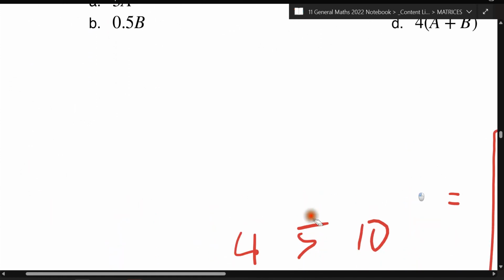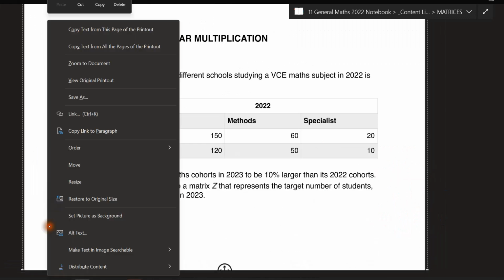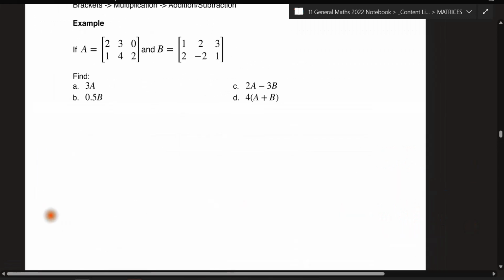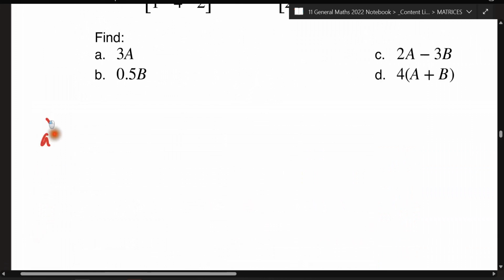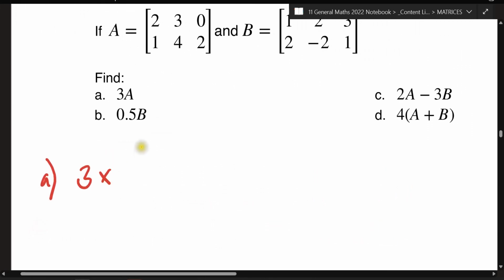Let me rub this out. Let's work some of this out by hand, and then we'll do the rest of it on calculator. And then that's an application. All right, cool. So copy this down for me. 3a. So that's going to be 3 times matrix A, which is right there. That matrix: 2, 3, 0, 1, 4, 2.